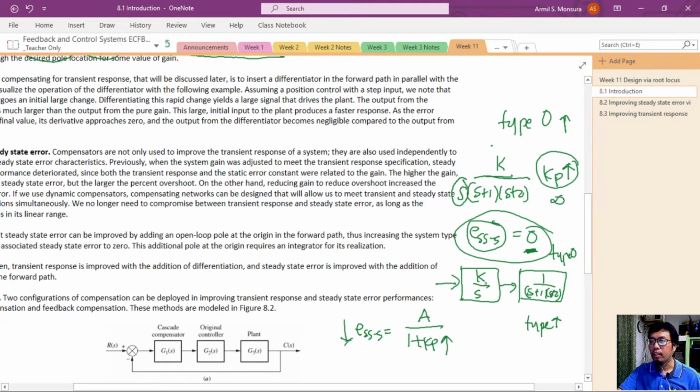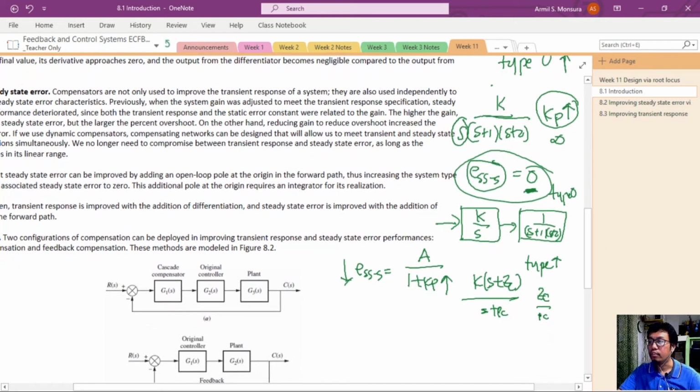Okay? That can be accomplished by adding a zero, okay, and a compensator pole to our controller. Okay? And then making sure that the ratio of ZC over PC, okay, this ratio, would actually be greater than 1. Because when we compute the error, say for example, we have a forward transfer function of K times (s+ZC) over (s+PC)(s+1)(s+2).